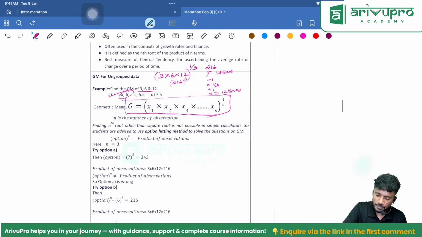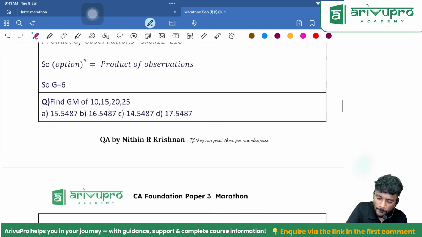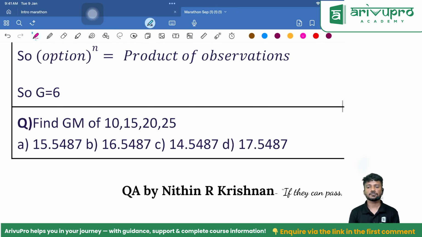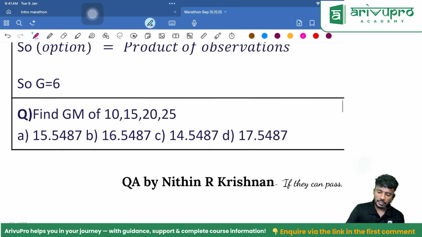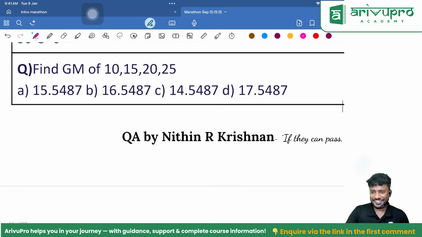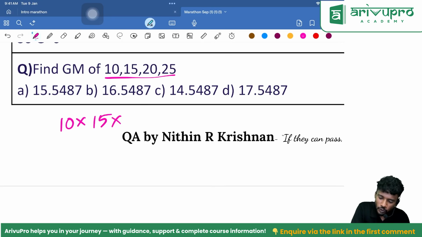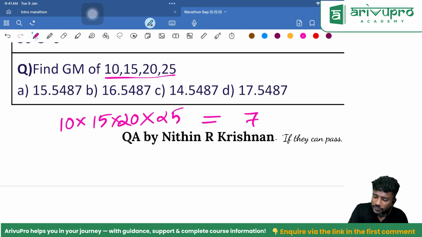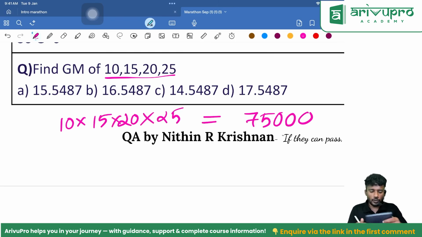Next one. Give me the value of this. Do it and tell me. So, what is the geometric mean of 10, 15, 20 and 25? 10 into 15 into 20 into 25. How much are you getting now? That is 75,000. So type 75,000 on your calculator.